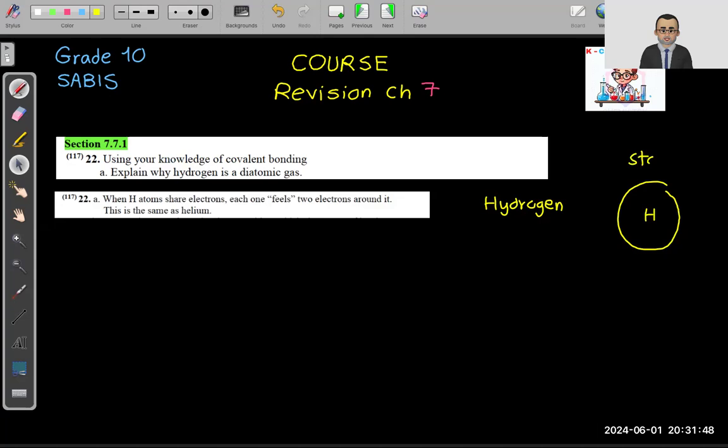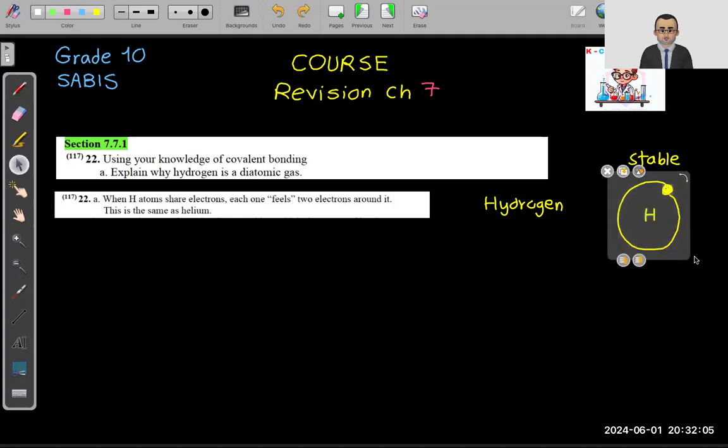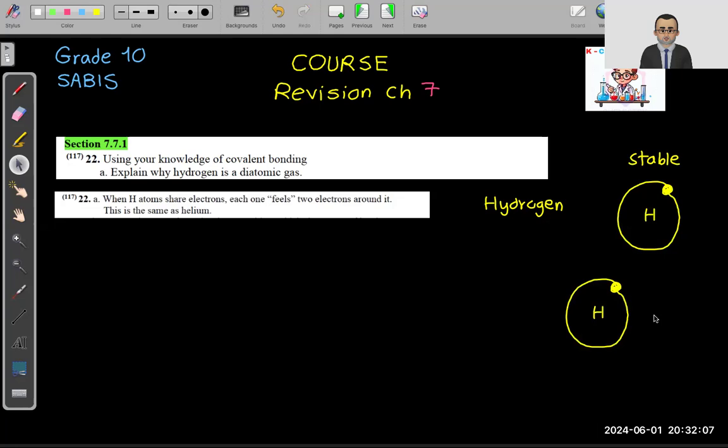Why is it not stable? Because it has only one electron in its outermost shell, and this is not stable. In order to be stable, it has to have two electrons. And it can do this only by one method, since hydrogen is a non-metal. The only way a non-metal with another non-metal can be stable is by sharing electrons. If it is with a metal, it can make an ionic bond, but since it is with another non-metal, it can make only a sharing, or covalent, bond.